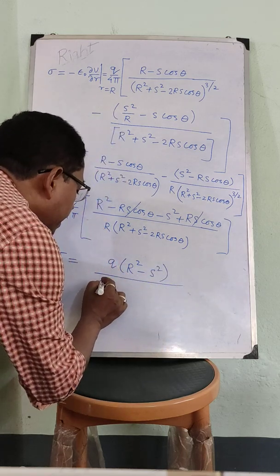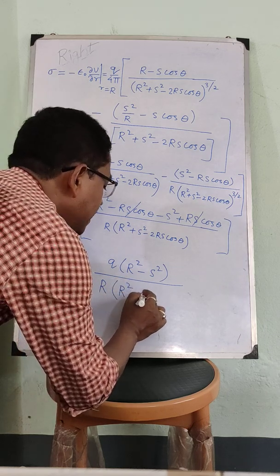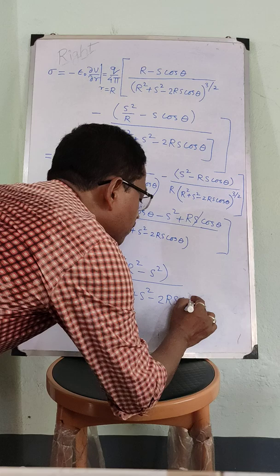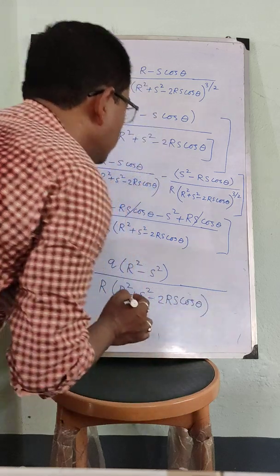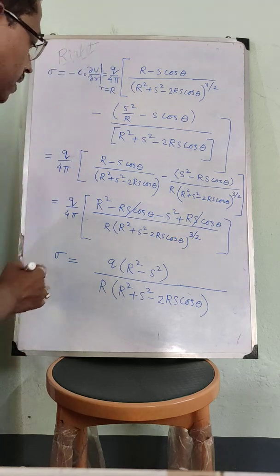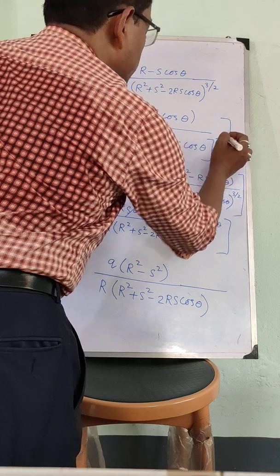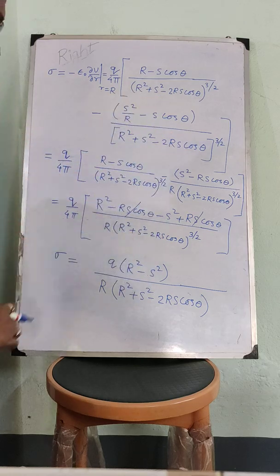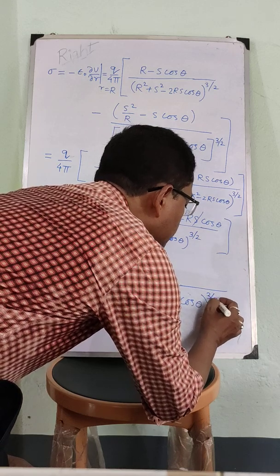divided by capital R into r square plus s square minus 2rs cos theta whole to the power, see here I will have whole to the power 3 by 2. Here also to the power 3 by 2. So these corrections you make, please. So here also to the power 3 by 2.